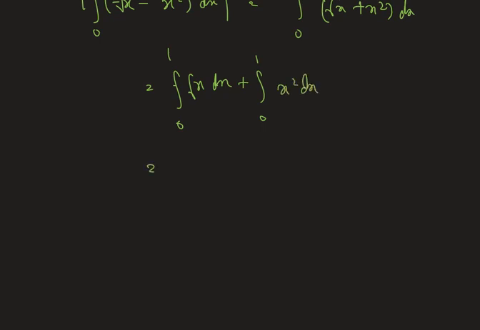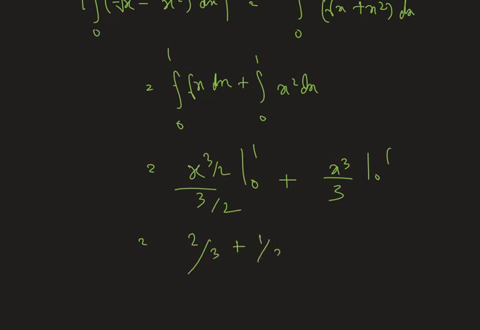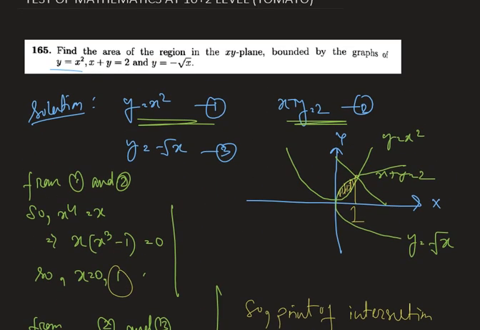Here we get half plus 1, that means 3 by 2. Okay, x to the power 3 by 2 divided by 3 by 2, 0 to 1, and here we get x cubed by 3, 0 to 1. So this results in 2/3, this results in 1/3. Therefore 1 is the answer. So the area of the shaded region is 1 square unit.